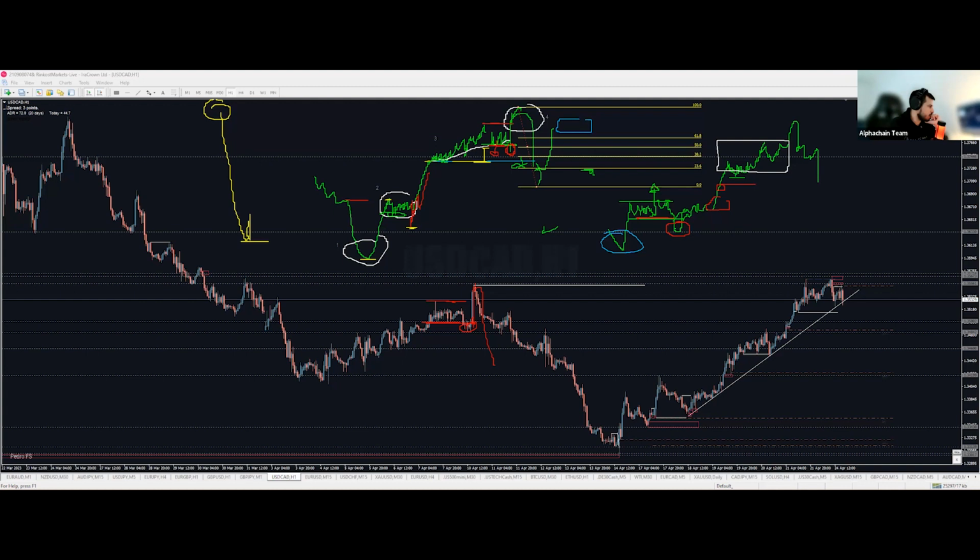I'd mainly look for a break of structure for the downside, what I've just explained, and take the sells where you've got the blue box.